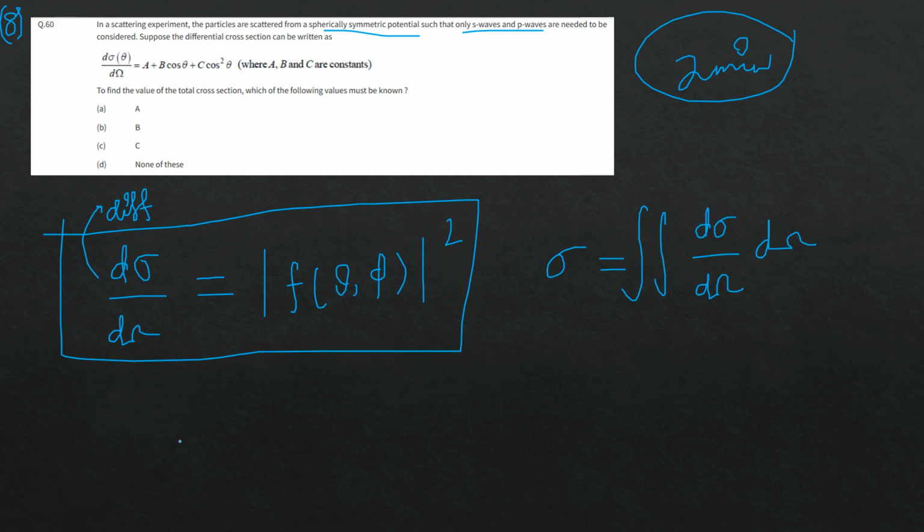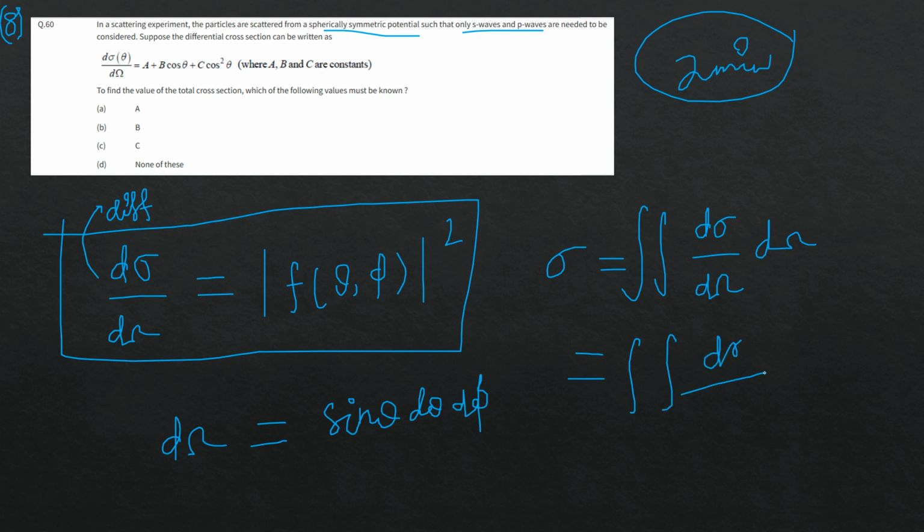Alright. Now, dΩ is how much? In scattering, dΩ is sine theta, sine theta dθ and dφ. Okay, so I'll put it in place of dΩ. I will put the double integration of dσ/dΩ, sine theta dθ dφ.